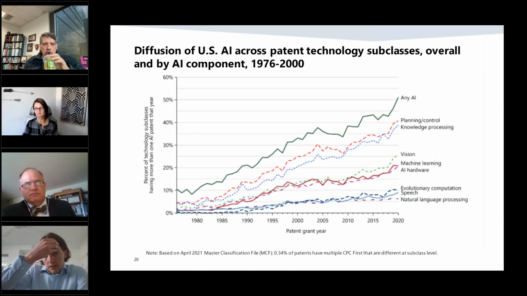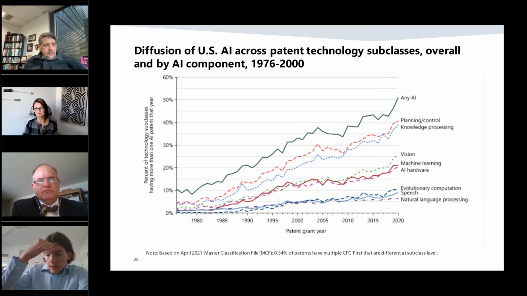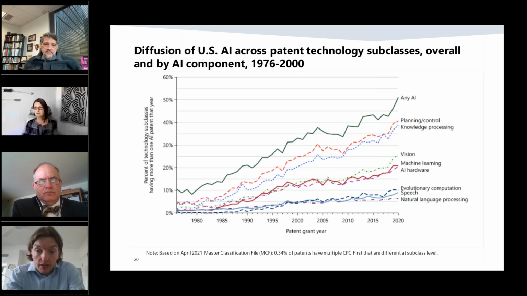Now, I think this is really interesting. Here we start looking at, well, what is the diffusion of AI across technologies? And we looked at CPC subclasses. We said, okay, do you contain at least 2 patent documents in one of these component technologies? Then we looked at the share. So the dark green is the share of CPC subclasses that contain at least 2 patent documents in any aspect of AI. The vision line is where you contain vision patent documents.